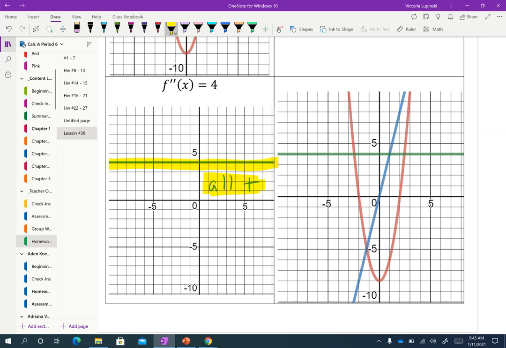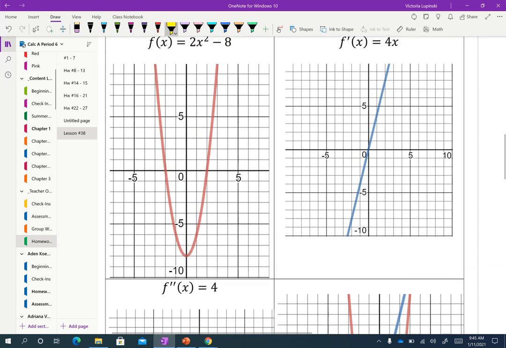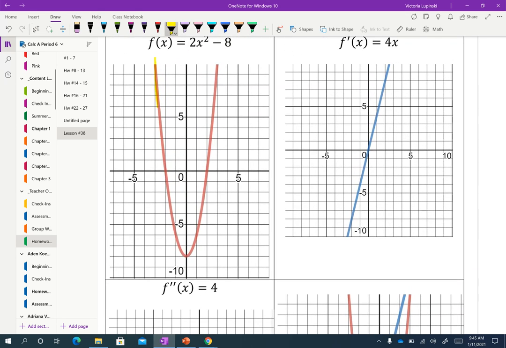What does the second derivative being positive tell us about the original? Well, it tells us that the entire original should be concave up. And if you were to look here, the entire graph from -infinity to infinity does in fact appear to be concave up. So that is the graphical relationship between the second derivative and the original. Anywhere that the second derivative is positive, that tells us where the original graph is concave up.